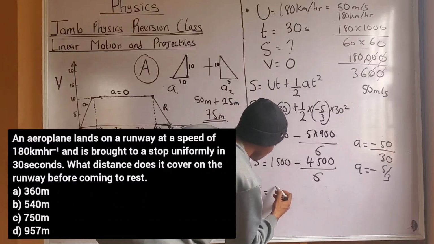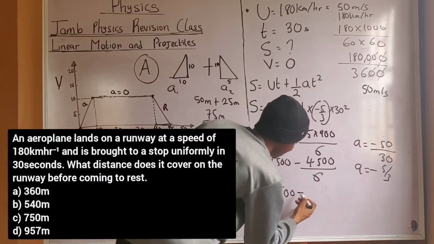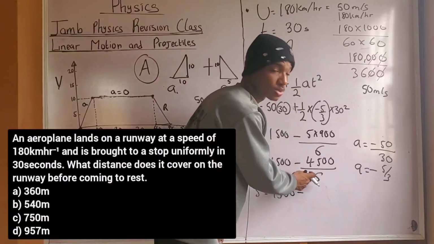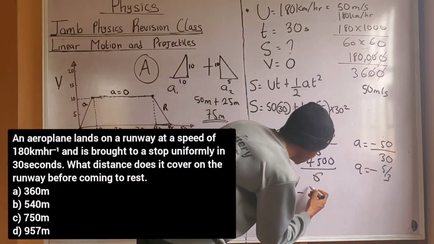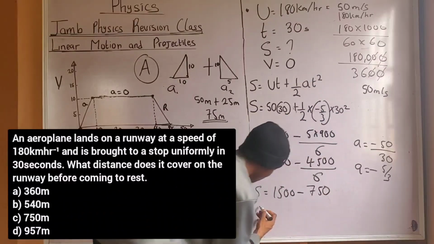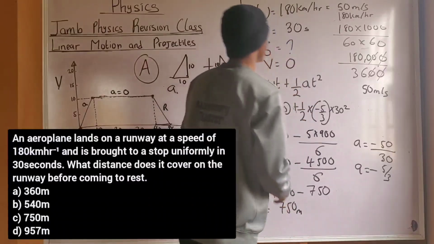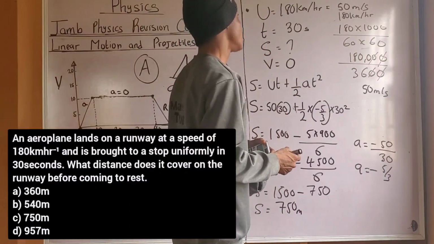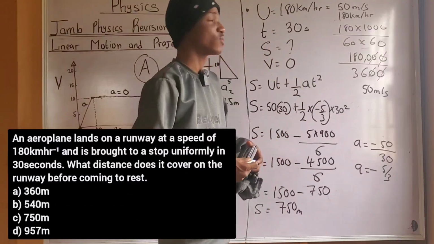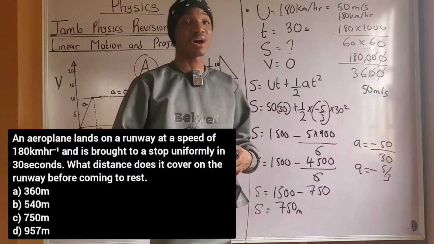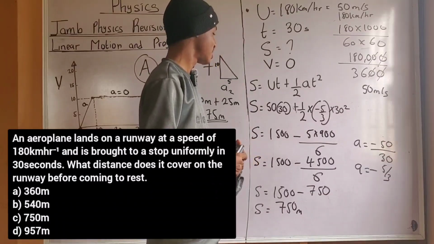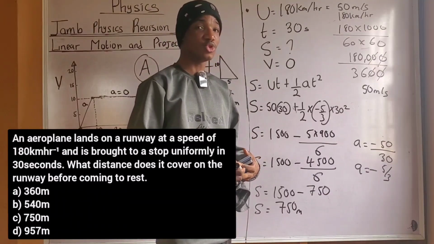S is equal to 1,500 minus this. This divided by 6 will give me 750. So I'm going to have 750 here. S is equal to 750 meters, okay? So the distance that the aeroplane covered when it landed with an initial velocity of 180 km per hour is 750 meters. Do you understand?